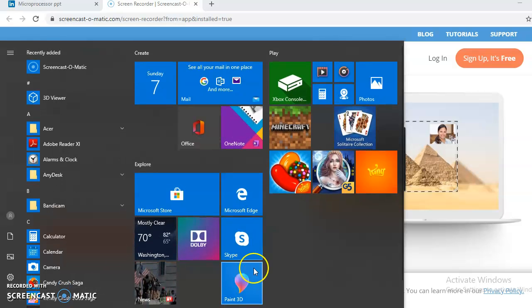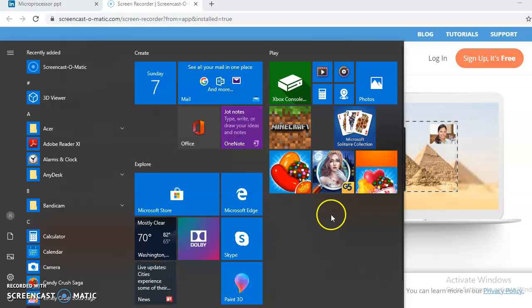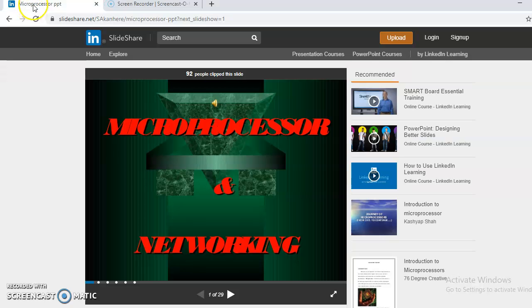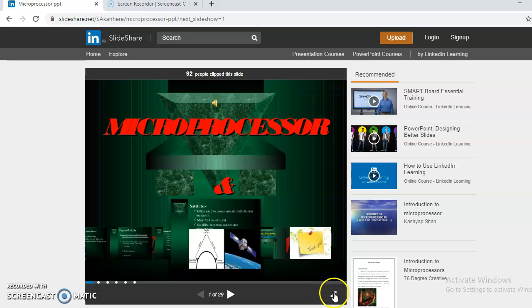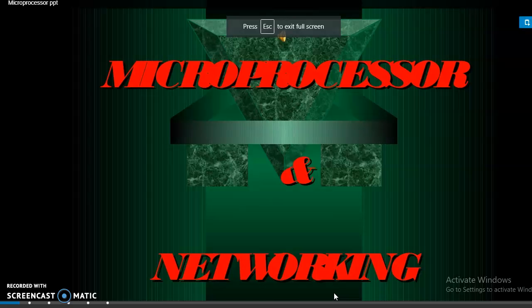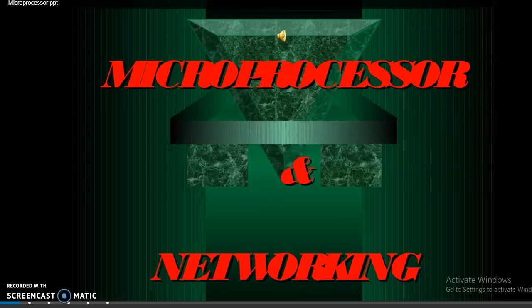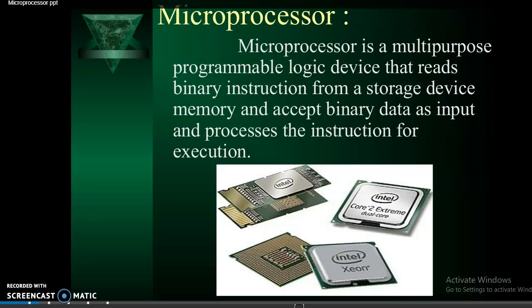I'm going to discuss the topic of introduction to microprocessor. So now I am going to tell you what a microprocessor is and what are the basic things we have seen in microprocessor. So let's see what is microprocessor.